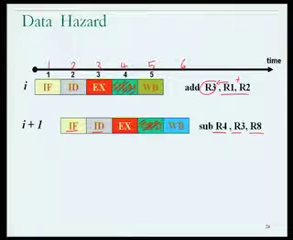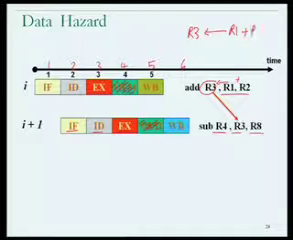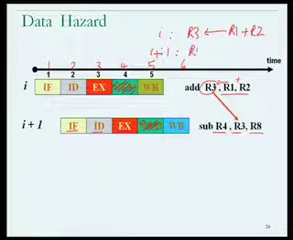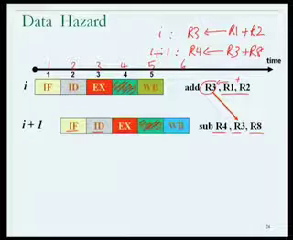Now what's the problem with these two instructions? If you look at the instructions carefully, you will notice that the first instruction has R3 as its destination, so this is instruction I, and the second instruction, instruction I plus 1, is modifying R4 and has R3 as a source. In other words, the second instruction is using as a source the value that is going to be computed by the first instruction.